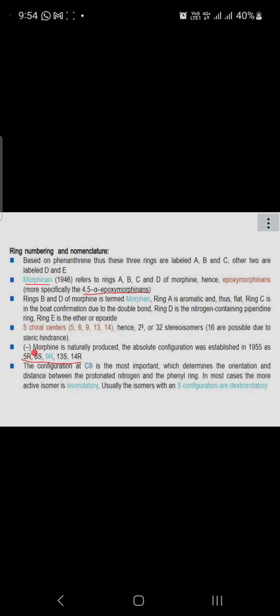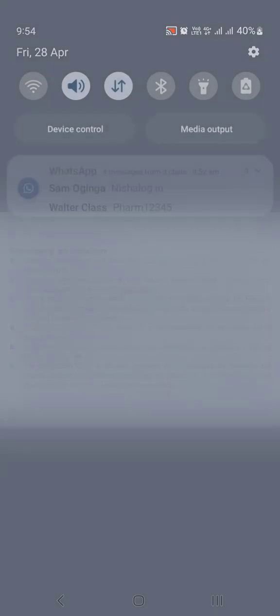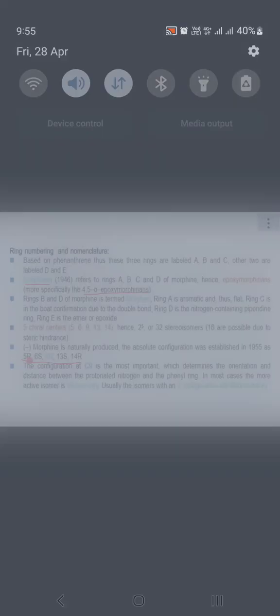So the position 5 has the R. Fortunately, they keep alternating. So once you know the 5 is R, you'll be able to remember all of them. So as long as you remember, the first one is an R, the second one, which is 6, is an S, the next one, which is 9, is an R, and you can see it has been highlighted with a different color because that position is very important, as I already said, 13S and 14R. So that is the absolute configuration.